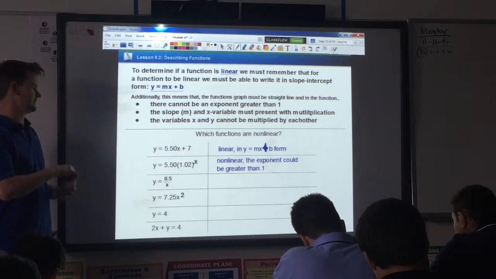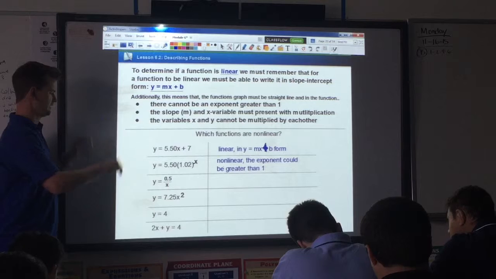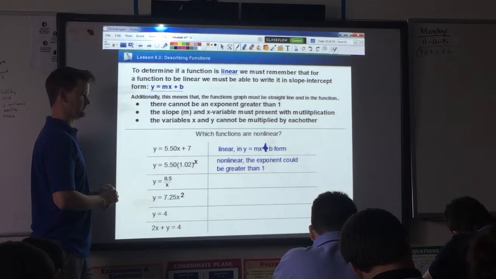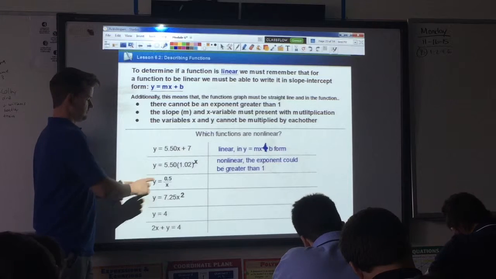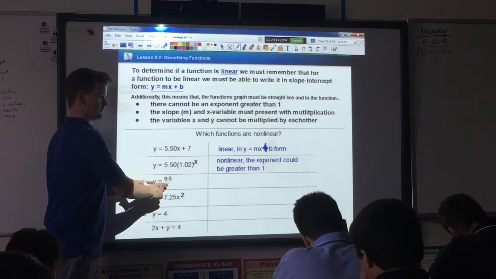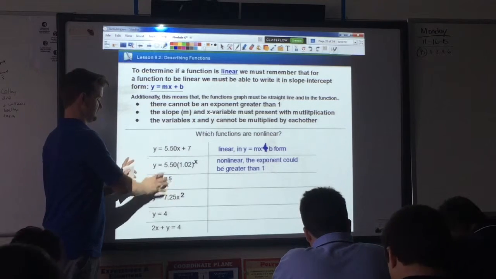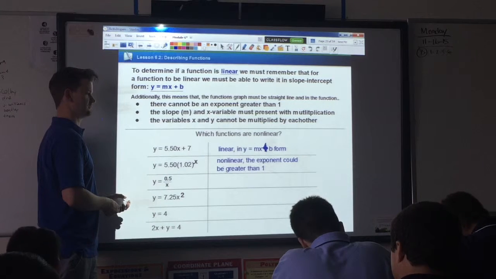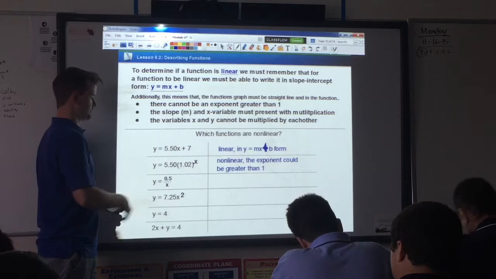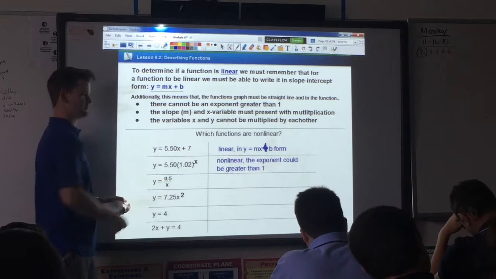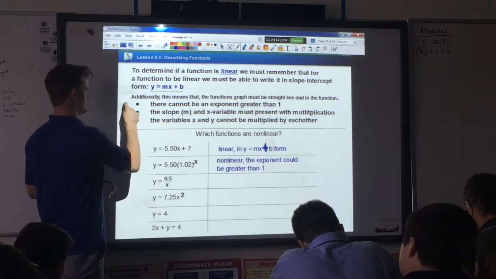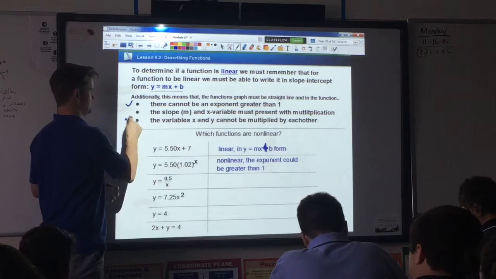Next one, Madison, are you with me? Is this linear? Yes or no? No. Why not? Because it's not following the equation. Well, y equals mx plus b. Now, what about this equation fails that test, the mx plus b? It's not greater than 1. Well, that's not an exponent. So there's no exponents here greater than 1, so it passes that criteria. It passes this criteria. It passes this criteria.